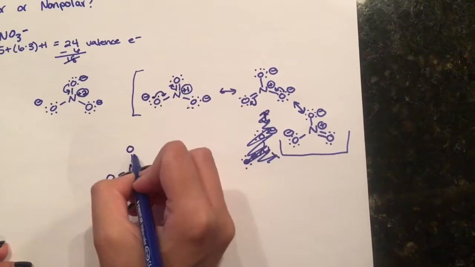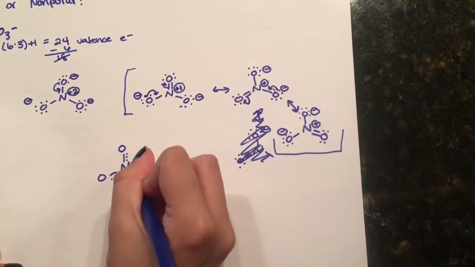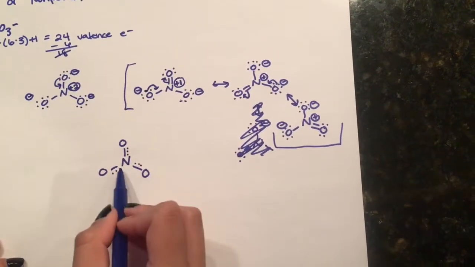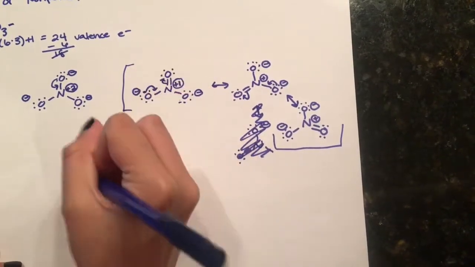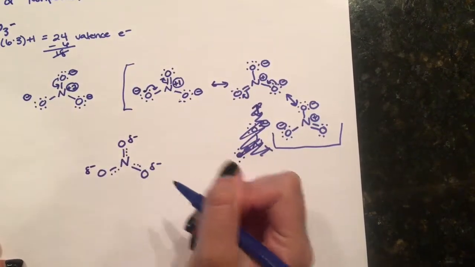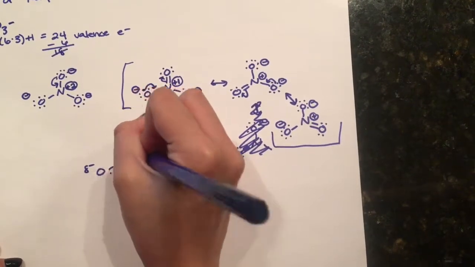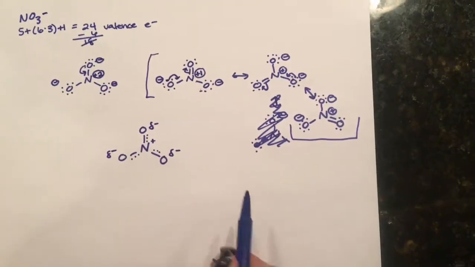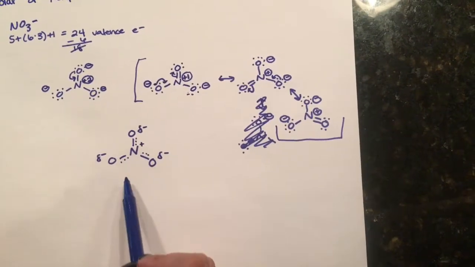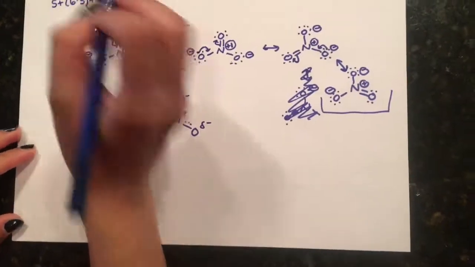we're left with partial double bonds to the nitrogen, partial negative formal charges, and nitrogen always has that +1. Because of the symmetry of this molecule, we can say that it's nonpolar.